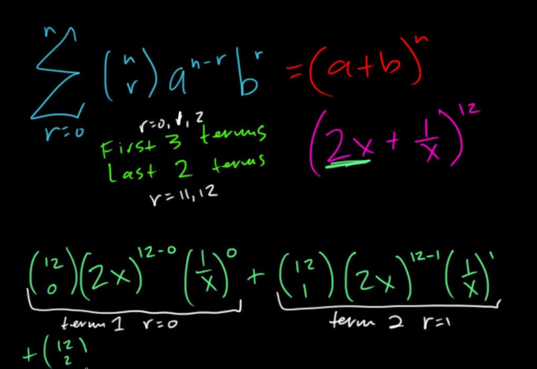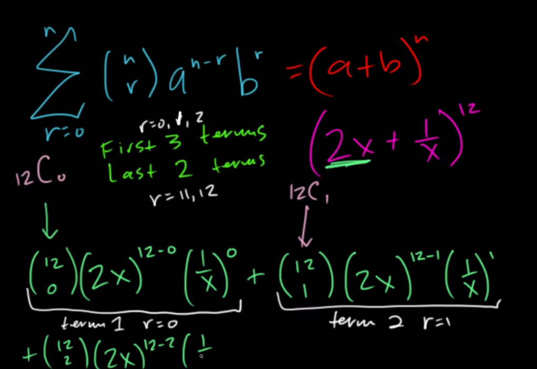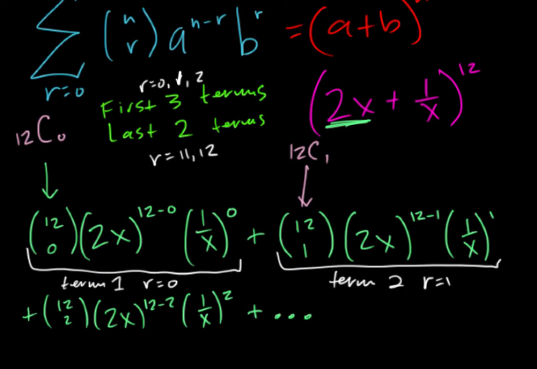We get 12, 2. This is a combination, by the way. I should probably point that out. So this is the same as saying 12C0. This is the same as saying 12C1. And so on a problem where they want us to simplify, we'd actually have to figure that out. 2x to the 12 minus 2, 1 over x raised to the 2, and we're done with that term. Then dot, dot, dot. So this is our third term. Now dot, dot, dot, and we're going to go to the last two terms.